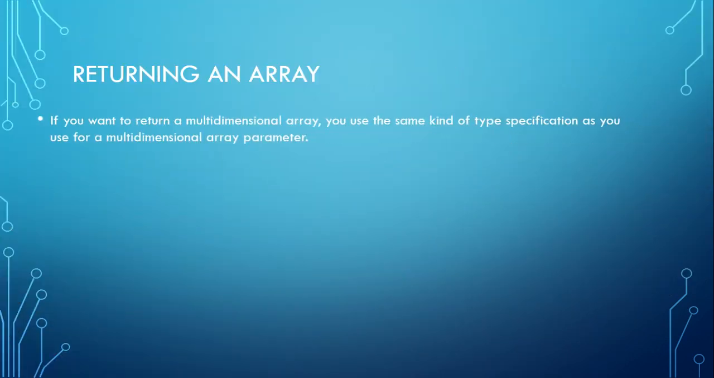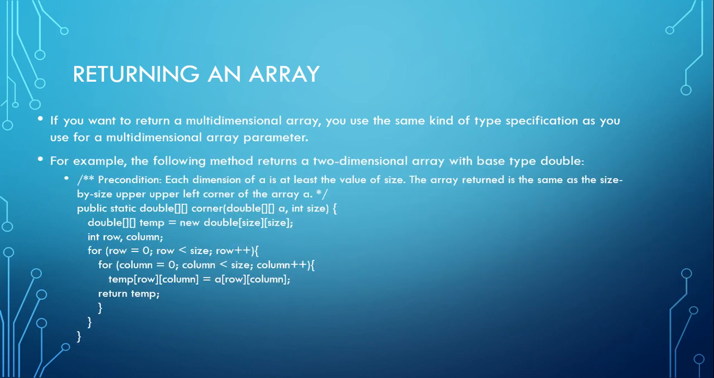Returning an array. If you want to return a multi-dimensional array, you use the same kind of type specification as you would for a multi-dimensional array parameter. So, for example, the following method returns a two-dimensional array with base type double. All right, you got your precondition in there. Each dimension of A is at least the value size. The array returned is the same as the size by size upper left corner of the array A.